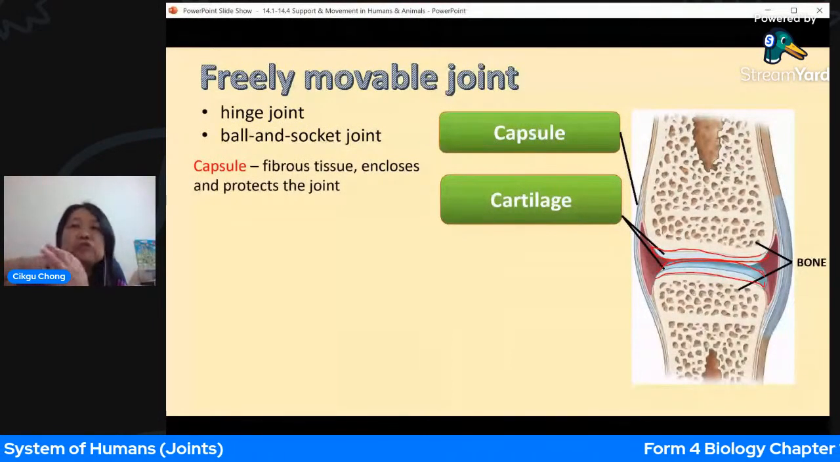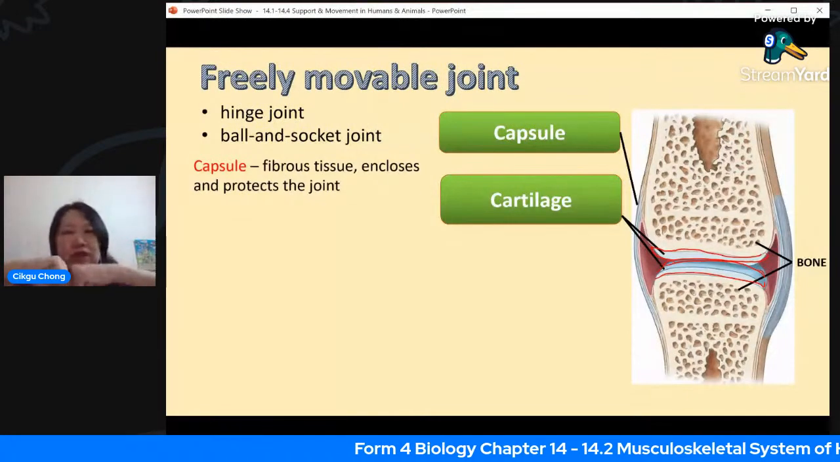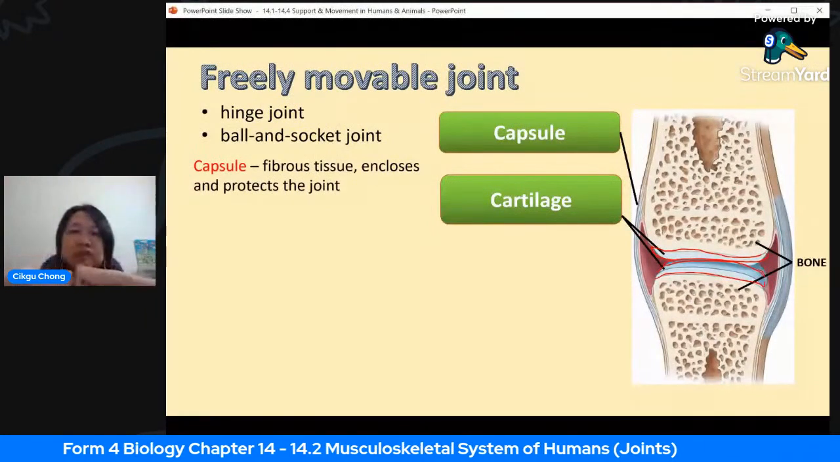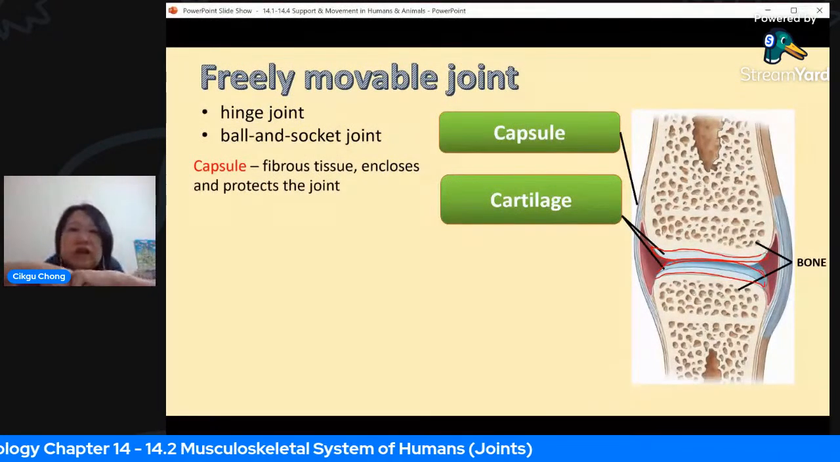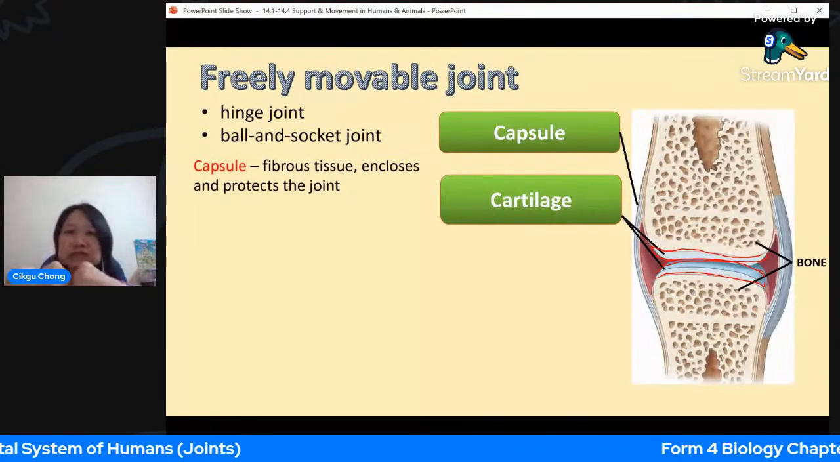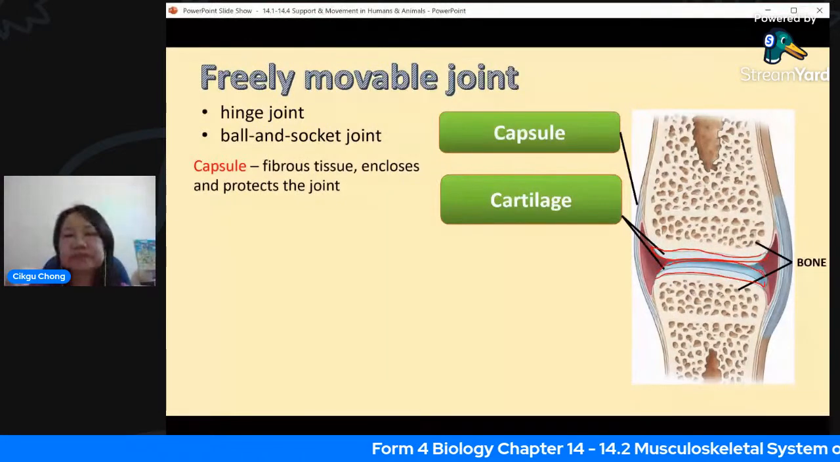And that is a good thing, because when you have movement, it must be smooth. If it's very coarse or very rough, there's going to be a lot of friction. The movement is not easy. You're going to have a lot of pain when you try to bend your arms or your legs. That means you have a lot of friction. So cartilage is to reduce friction because it's smooth, right?